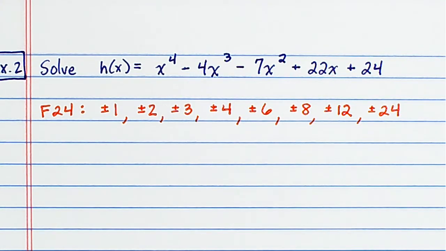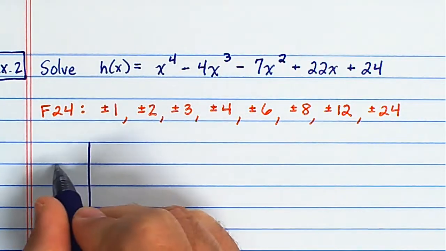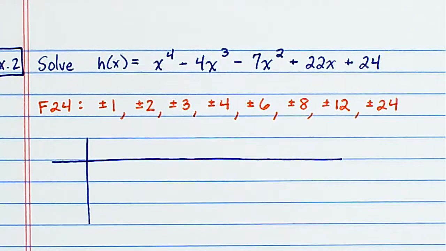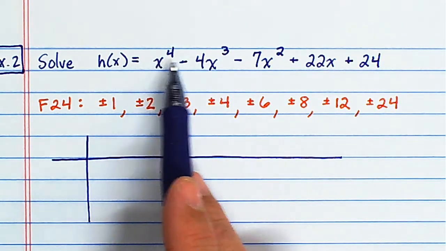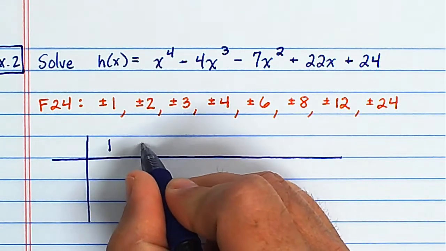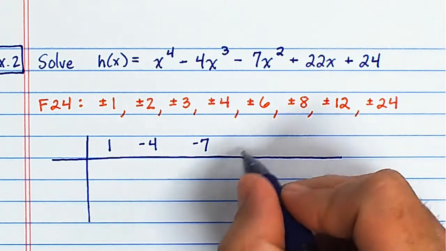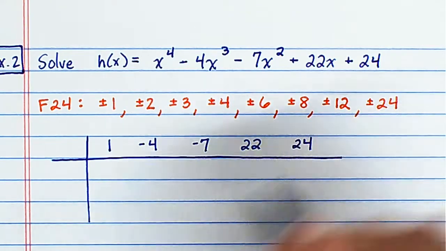We're going to use the rational zero theorem to try to find a factor. So I'm going to start by making my little modified synthetic division table. And I'm going to take the coefficients of this up here, and I'm going to write them along the top. So 1 for the x to the 4th, negative 4 for the x to the third, negative 7 for the x squared, 22 for the x, 24 for the constant.